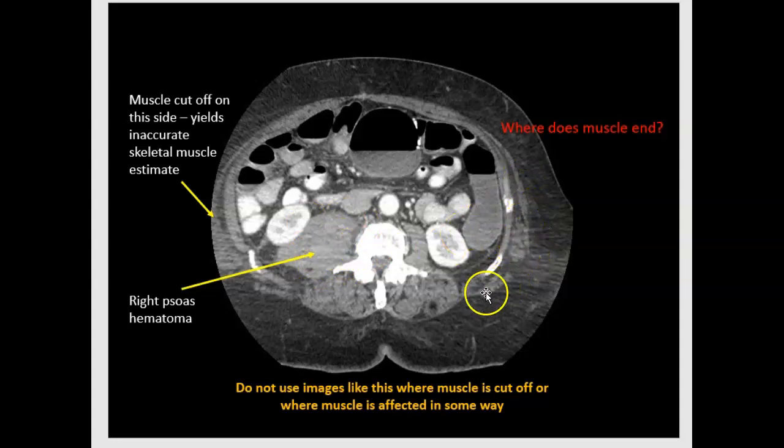And again, we have the question of where the muscle ends. Is this where it ends, or is it here? And the answer is this is where the muscle ends here. This is the ligament here. It's just fatty infiltrated. In this particular case, we would not use this image where the muscle is cut off, which is here, and where the muscle is affected in some way.